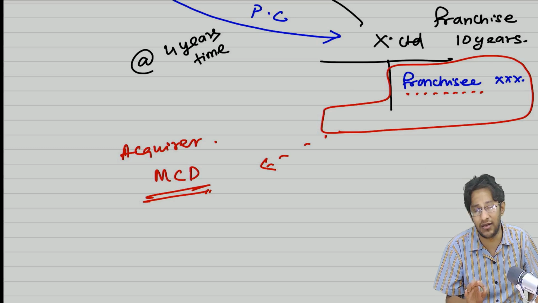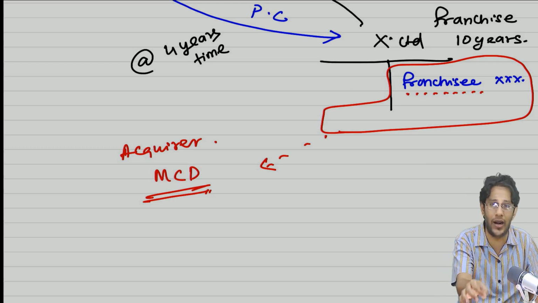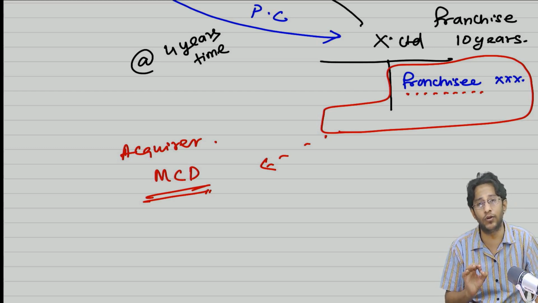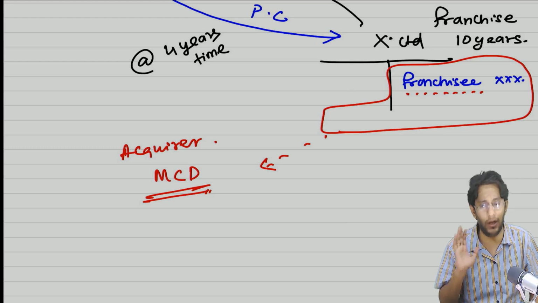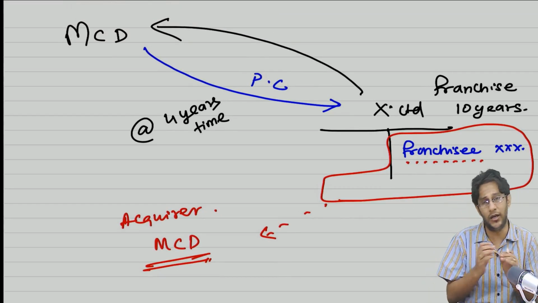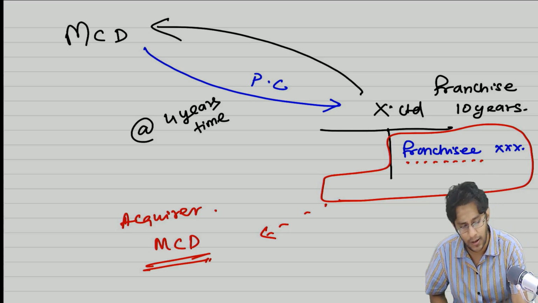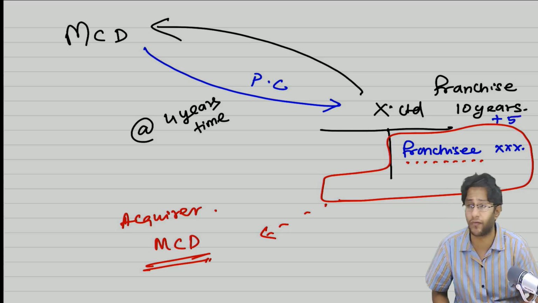So the standard says take it as an exception: recognize your own intangible asset, your own brand name, as an intangible asset in your books at fair value, ignoring the renewal right. Suppose X Limited has a right like this. He initially paid money to us and he has a right to operate the franchise for a period of 10 years, plus he has a right to extend it by another 5 years.